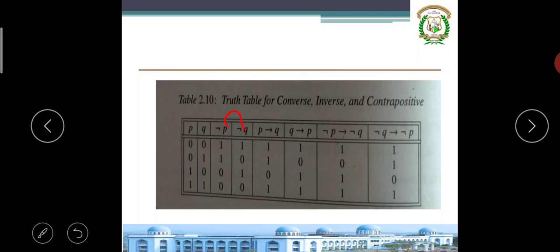When p is 1 and q is 0, then only it is 0, otherwise 1. Then the negation of q implies negation of p: first one is 1, second one is 0, and then all the rest are 1.